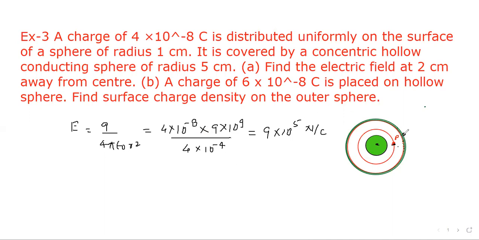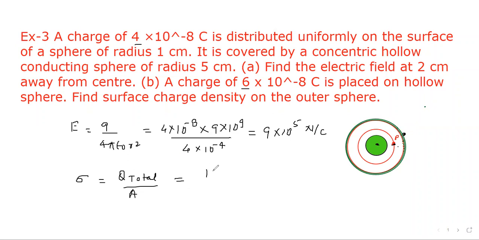Now, here the total charge will be the charge on this sphere plus the charge given to the outer sphere. This is 6, this is 4, so the total will be 10 × 10^-8 coulomb. So we have to find the surface charge density. Suppose this is sigma. So this will be Q total divided by the area of the sphere, the outer sphere, whose surface charge density is to be found.